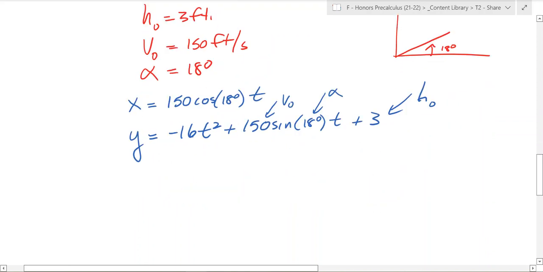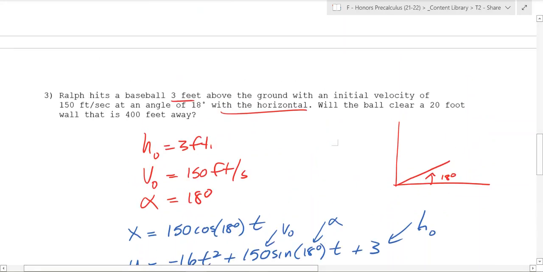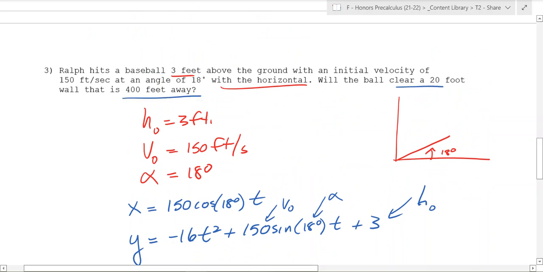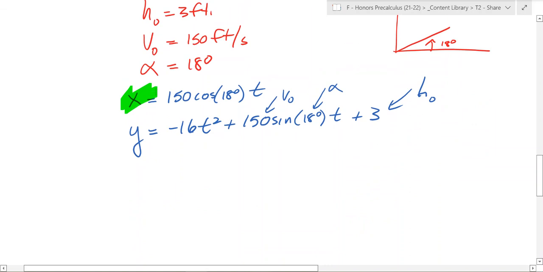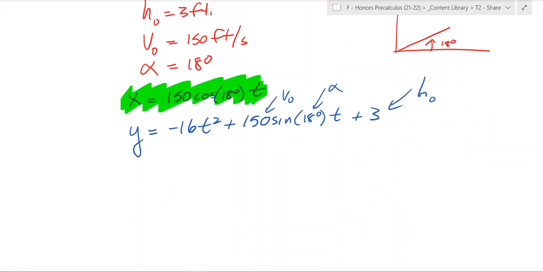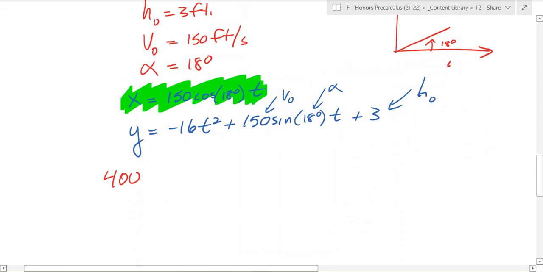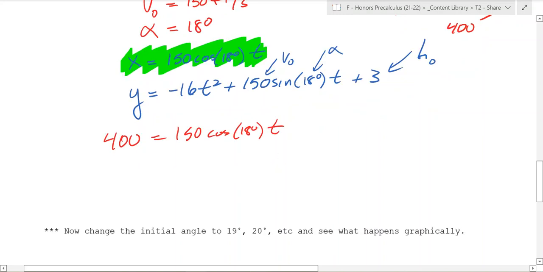So what's going to happen here? Well, you want to know, does it clear a fence 400 feet away? Sorry, will the ball clear a 20-foot fence that is 400 feet away? So you can ask the question, at what time is it 400 feet away? So it's 400 feet away. That's the x distance, 400. So when does this equal 150 cosine 18 degrees t? This tells you when it's 400 feet away. So if you do that, t is equal to 400 over 150 cosine 18 degrees. If you do this out, you get 2.804. So what that means, at 2.804 seconds after being hit, the ball is 400 feet away.